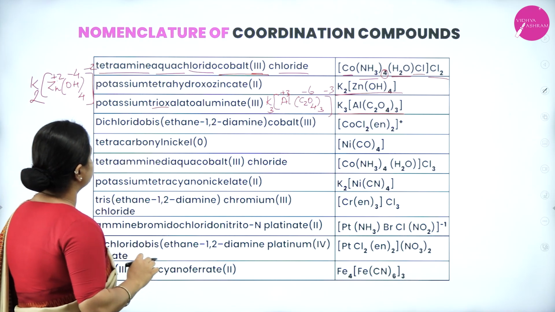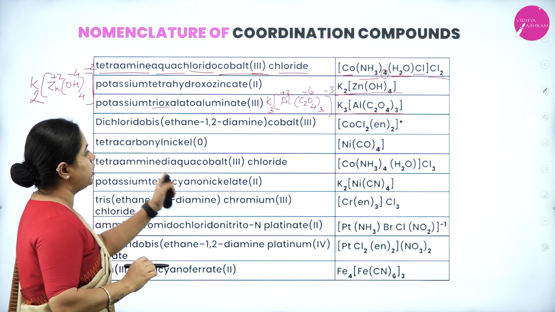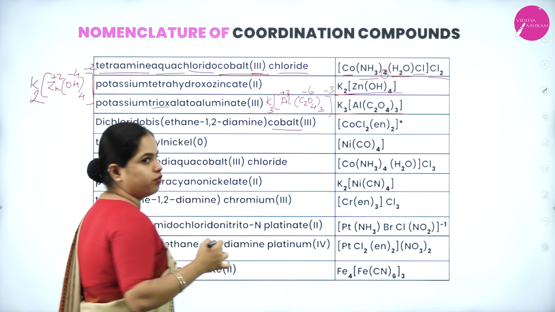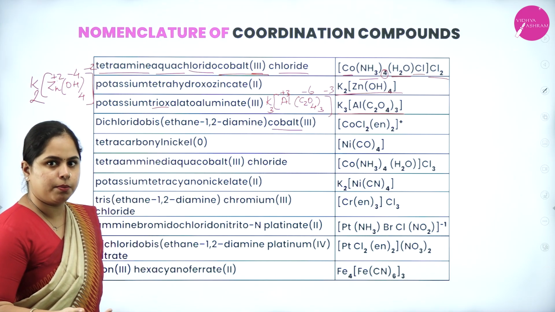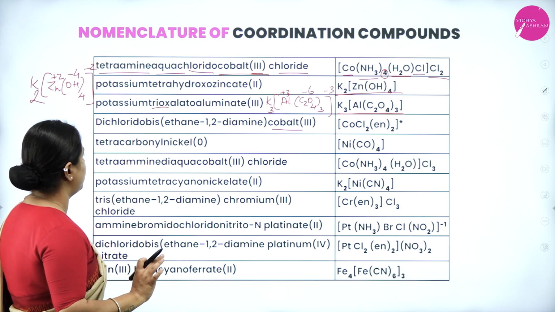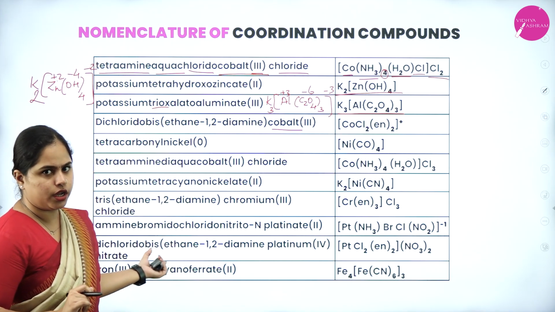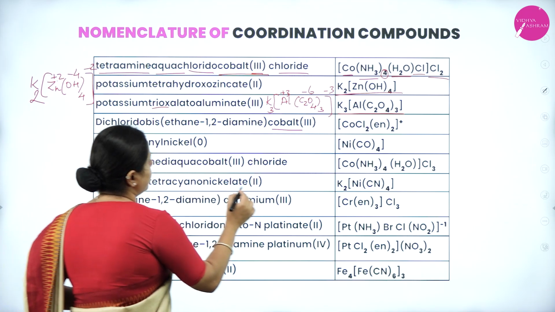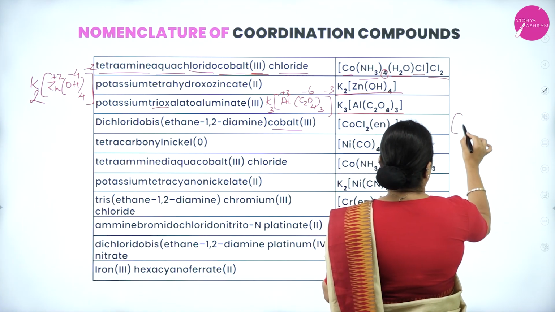Now moving on to the next one, dichlorido bis(ethane-1,2-diamine) cobalt 3. Here it is given cobalt, so of course that is the cationic part. Your coordination sphere is the cationic part. There is no other counter ion mentioned here. So let's see. Cobalt is the central metal ion, so I write it as cobalt.